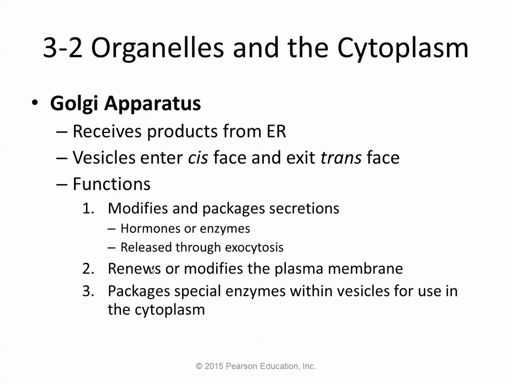Not only that, but the phospholipids and glycoproteins that we see in the plasma membrane are going to come from the Golgi apparatus. So the cell is not just making things for export, but is also making things to maintain its own homeostasis and renew or replenish things that are getting worn out in the plasma membrane.